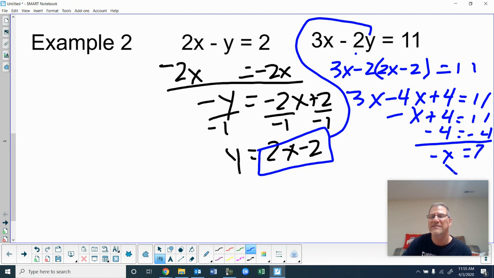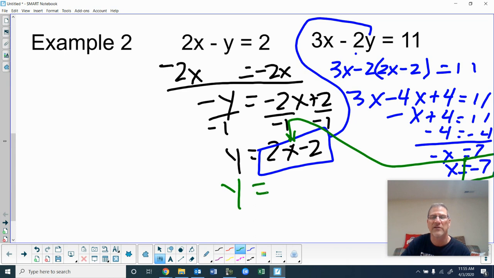So that means x divided by negative 1 equals negative 7. All right, and then I take that negative 7, and I take it over and put it in for x. And that equates over. So I can find y. Remember, I need to find x and y.